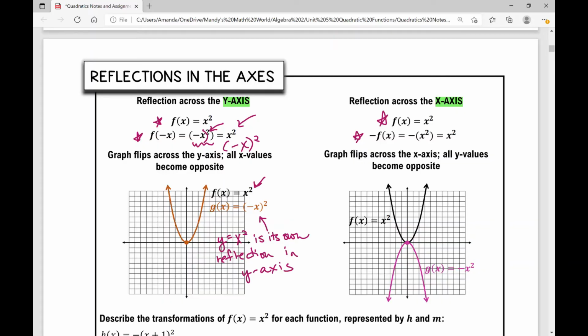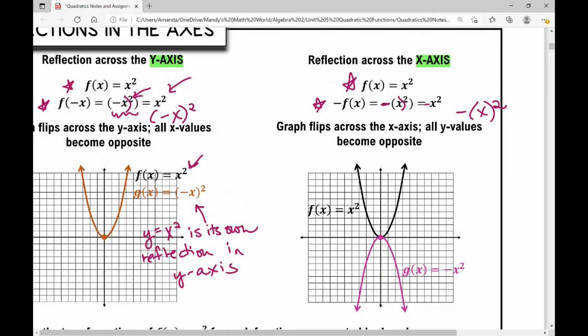Notice, and I did the same thing over here. That negative sign is outside the parentheses. This parentheses should be right there. It should look like this. Negative (x squared). Okay? So the opposite of x squared, which should be negative x squared. Okay, so I've got to change that.